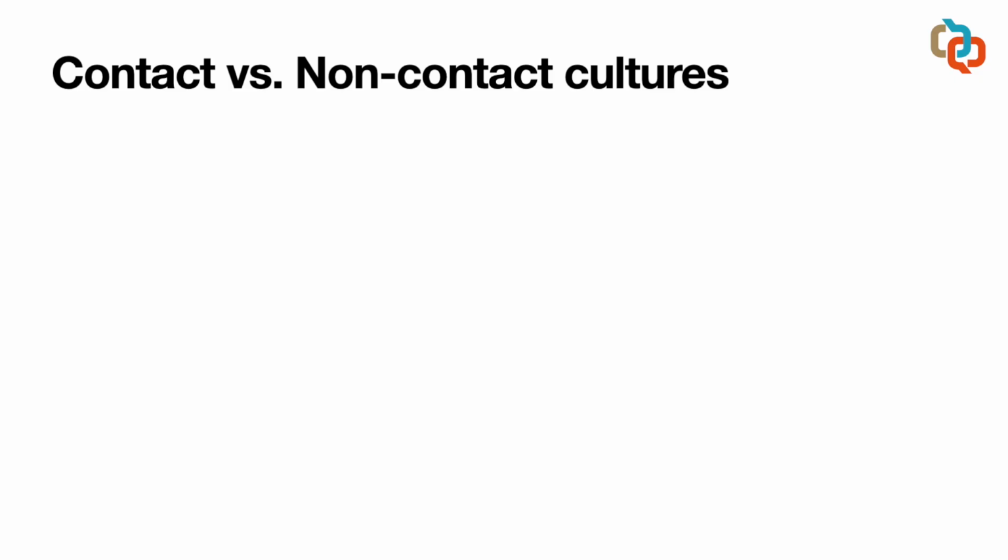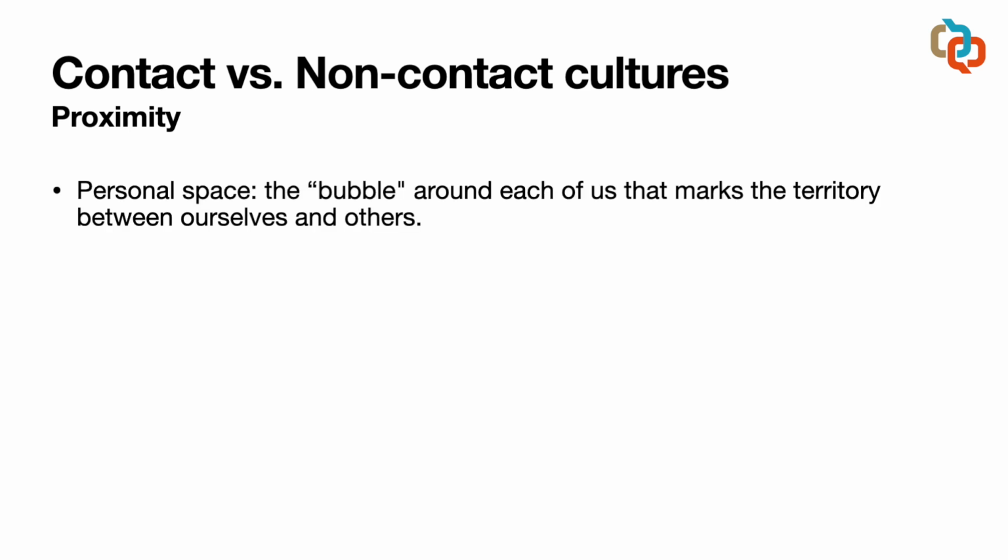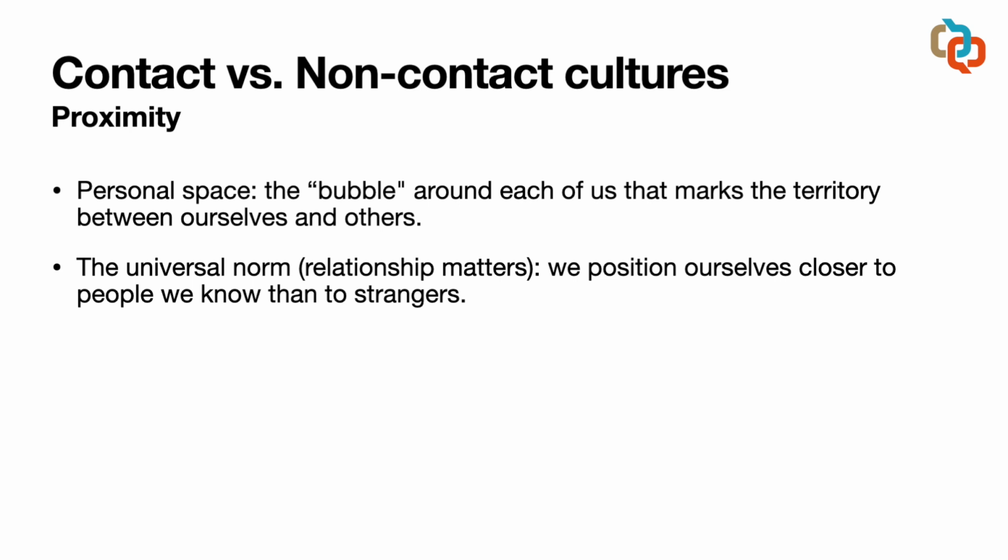Another important difference between contact and non-contact culture is the physical distance people keep from each other. Sometimes referred to as personal space, it's the bubble around each of us that marks the territory between ourselves and other people. Of course, the universal norm is that relationship matters, right? Naturally, we position ourselves closer to people we know or are familiar with than to people we barely know or complete strangers. But within the same type of relationship, people often stand much closer to each other during conversations in contact cultures, reflecting a comfort with physical closeness.